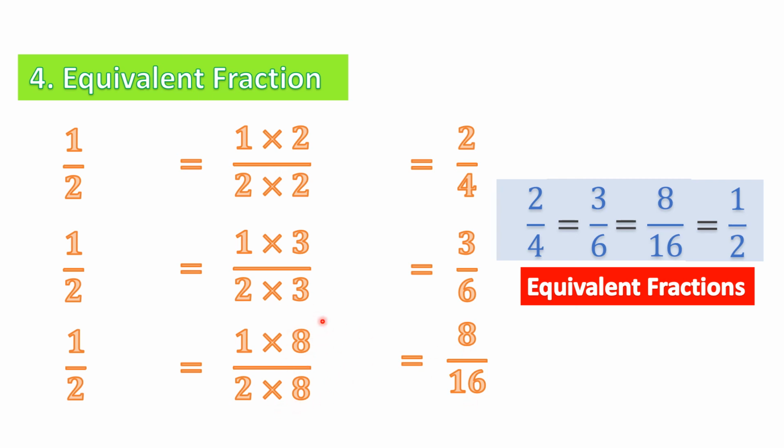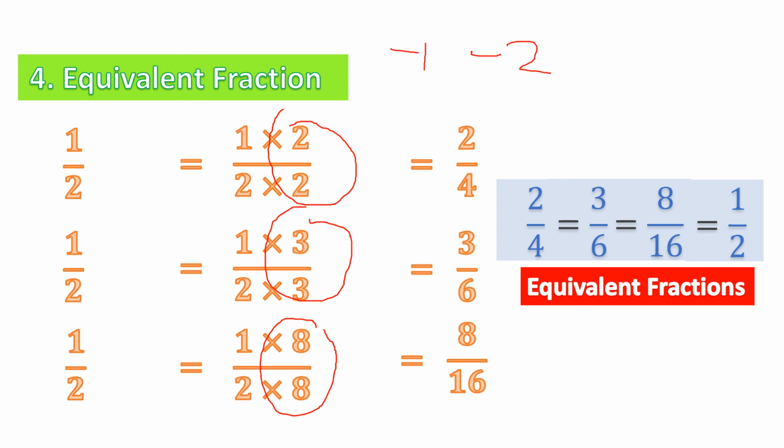So I can use any number to multiply, okay? I can use 2, 3, 4, 5, 6. I can use even negative numbers also, -1, -2, -3. I can use any number to multiply, but both the above and below should be the same numbers. Above and below should be the same numbers, okay? That is the only condition.